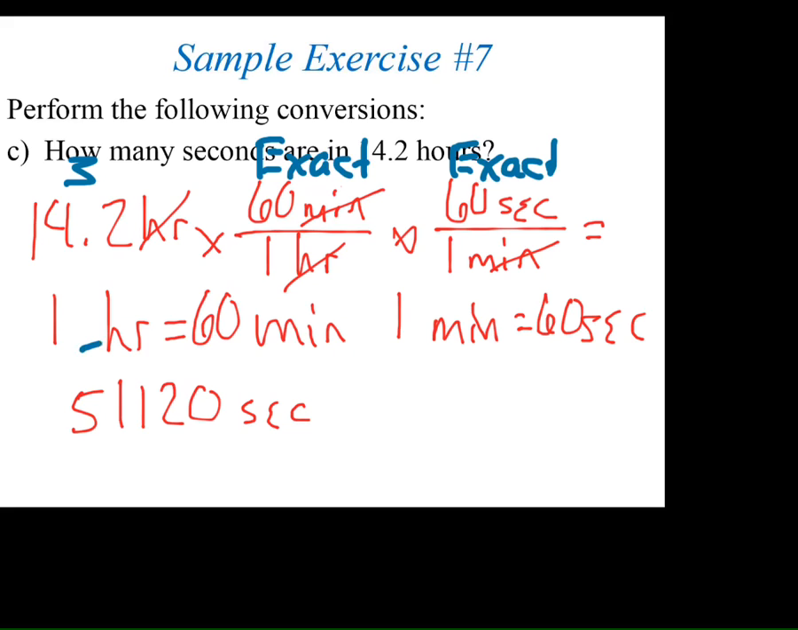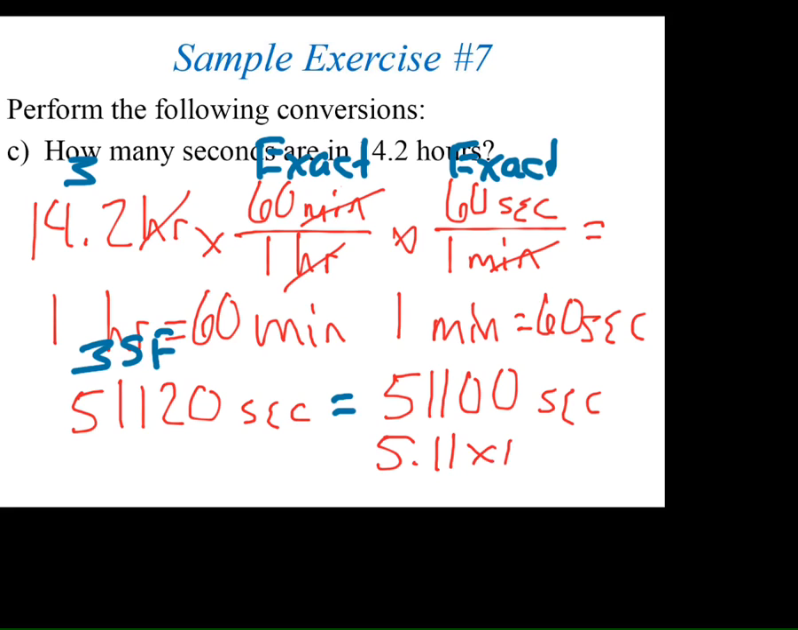The fewest is 3 sig figs, right? So how would I round that off to be 3? 51100. That's one way to write it. All right. So yep. So that's 3 sig figs. We could also write it our little new fancy way. 5.11 times 10 to the 4th seconds. Right. So either way is technically okay.